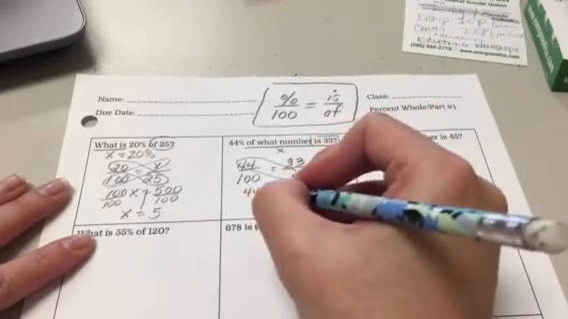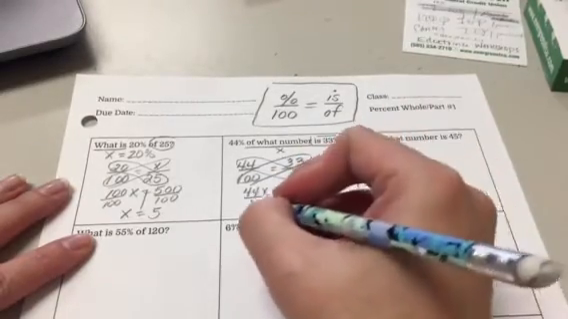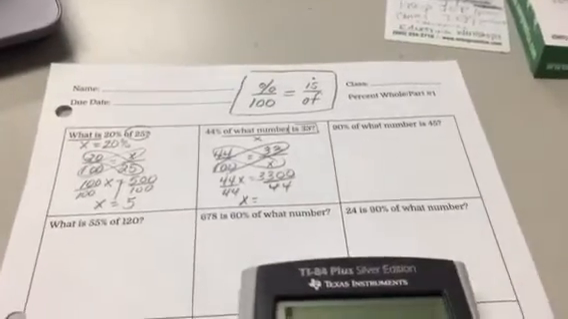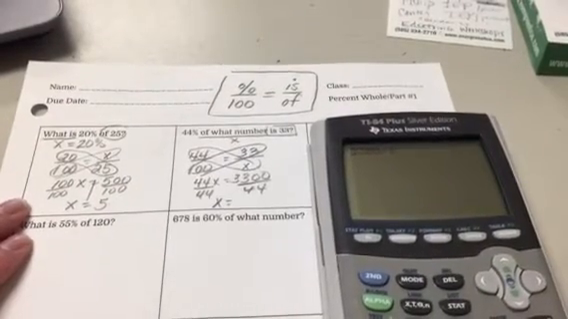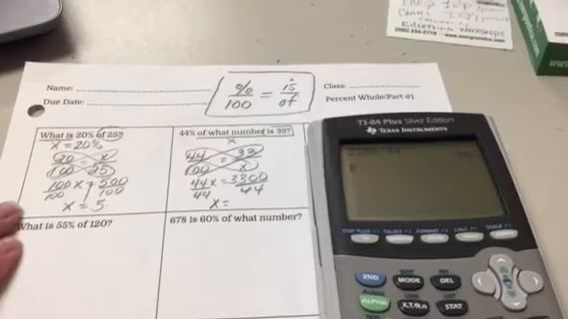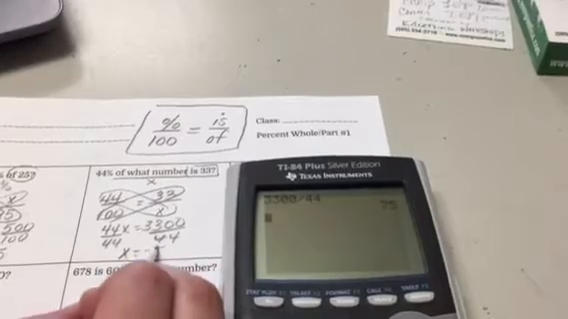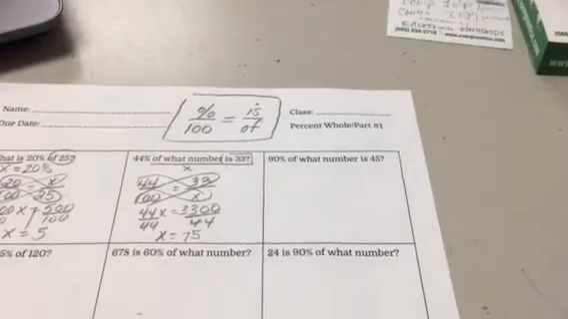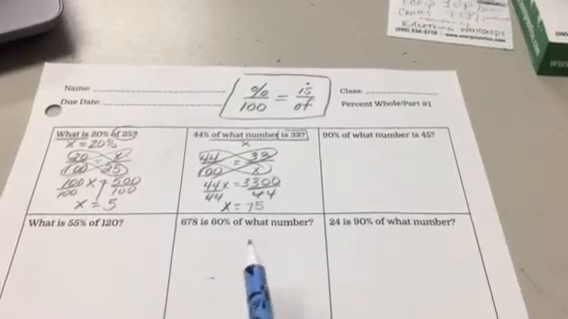So again, I'm going to cross multiply. 44 times X is 44X. 100 times 33 is 3,300. Then I'm going to divide by 44 on both sides. So, on my calculator, I'm going to type in 3,300 divided by 44. And that tells me 75. So 33 is 44% of 75. All right, those are pretty similar, so let's jump down to this one.